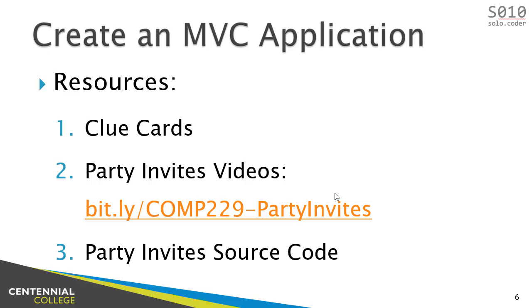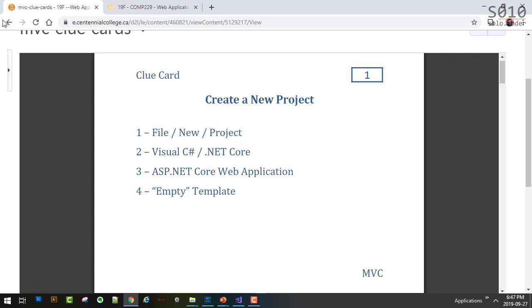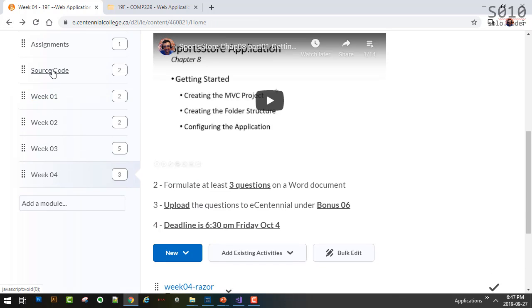So that's the first resource, the clue cards. Second resource, the part invite videos. I'll share the link there if you want to listen to any of the videos in the part invites, because the beginning of this application is very similar to the part invites. There are lots of common elements. The third resource, you can download the part invite source code. My recommendation is download it, open it, and then start your new project there. Then you're going to be able to get a lot of pieces and bits of code from your part invites as we go along. So use those three: the clue cards, the part invite videos, and the part invite source code. The source code of part invites is available on Centennial under source codes.